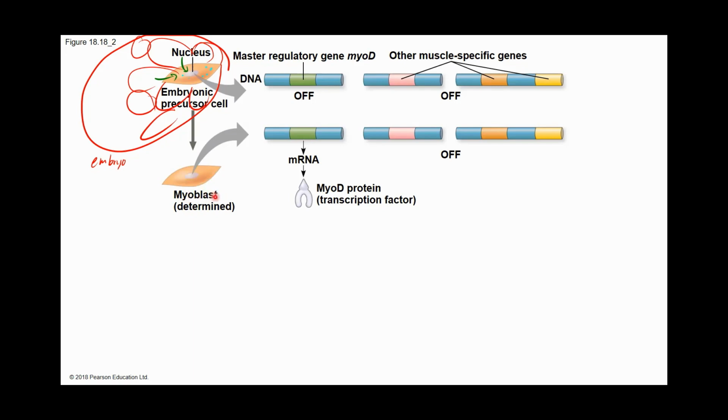So a myoblast is still an undifferentiated cell. As you can see, its structure and shape look like an embryonic precursor cell. So if you look at this cell under the microscope and this cell under the microscope, both are identical. But at the molecular level, inside, this cell does not express MyoD, and there's no MyoD. But in this cell, we have transcription and expression of the MyoD gene, and we have the MyoD protein.